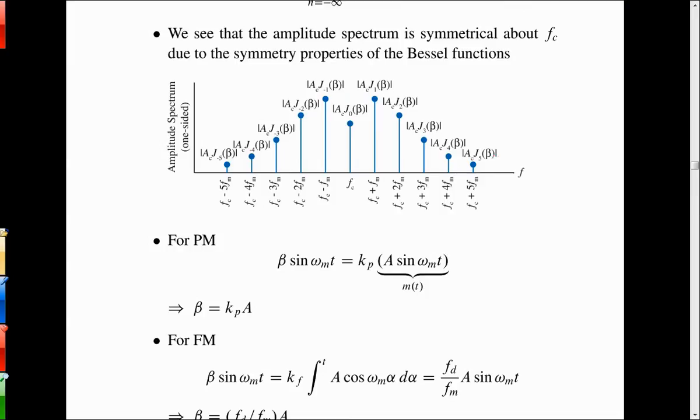If it's phase modulation, beta sine omega mt is exactly equivalent to the phase modulator, where we had this form. We had Kp times A. So in a phase modulator, beta is equal to the phase modulator's modulation index, so many radians per volt, times the peak amplitude of the message, which would be A. So that would give us a beta value.